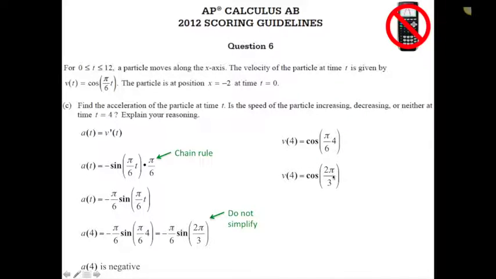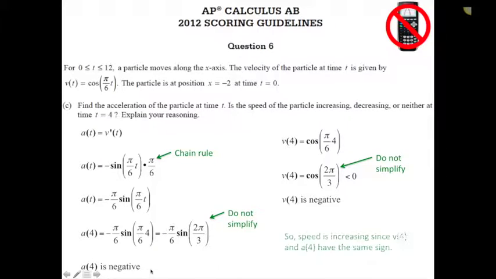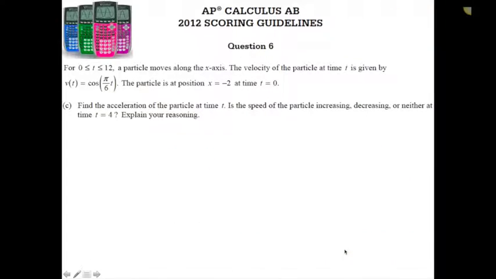So we're going to plug in 4, cosine of 2 pi over 3. If this is the top of the circle and that's the bottom of the circle, 2 pi over 3 is over here on the left-hand side of the circle, so it's also negative. We're not going to simplify it. We don't need an answer. We just know it's negative. We know it's less than 0. So we have a negative velocity and a negative acceleration. Those two signs match, so we know the speed is increasing because they have the same sign.